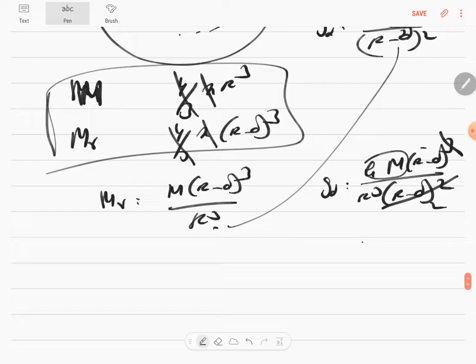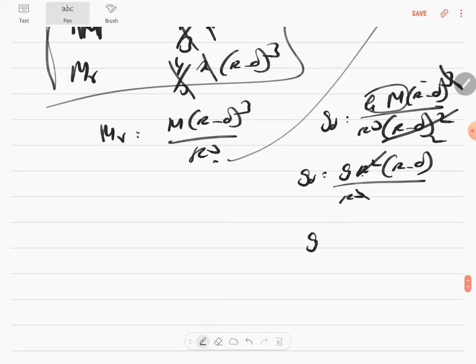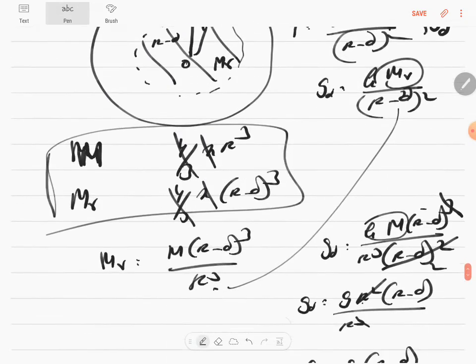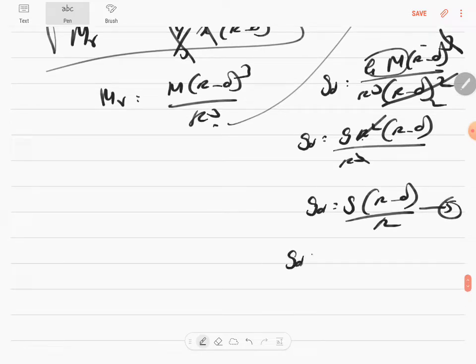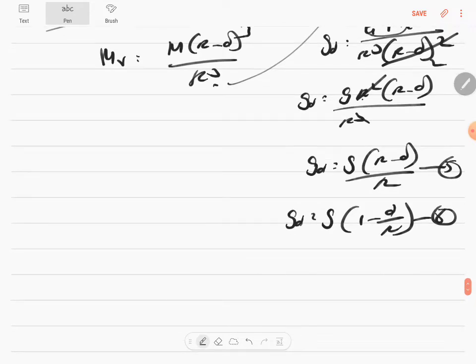Gm can be written as g r squared, small g into r squared into r minus d by r cubed. This and this get cancelled, correct? So you get g_d to be G into r minus d by r. This is one formula, this is equation number 5. You can also write g_d to be G into 1 minus d by r, which is equation number 6. This is gravity at a particular depth.